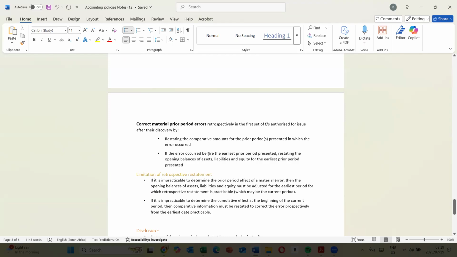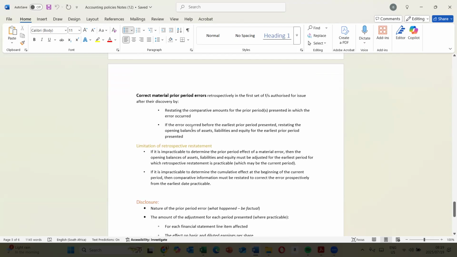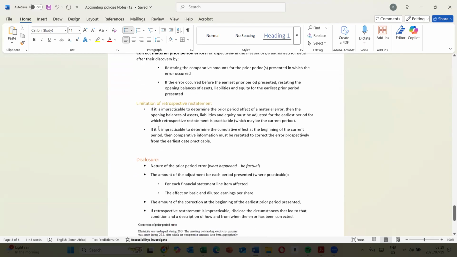If the error occurred before the earliest prior period presented, restate the opening balance of assets, liabilities, and equity for the earliest prior period presented. So in terms of this, that's how we account for it. And then limitation of retrospective restatement. If it is impractical to determine the prior period effect of a material error, then the opening balance of assets, liabilities, and equity must be adjusted for the earliest period for which retrospective restatement is practical, which may be the current period. So literally, what it means now is sometimes it's impractical.